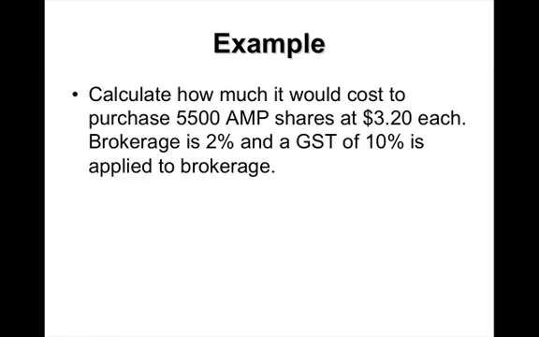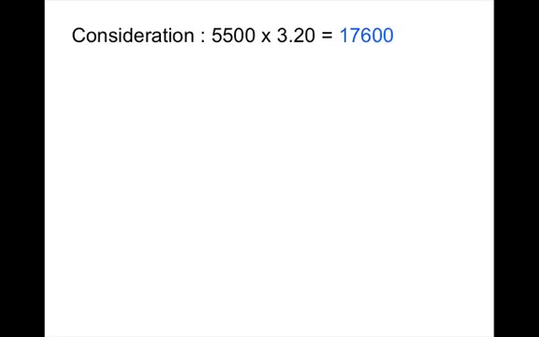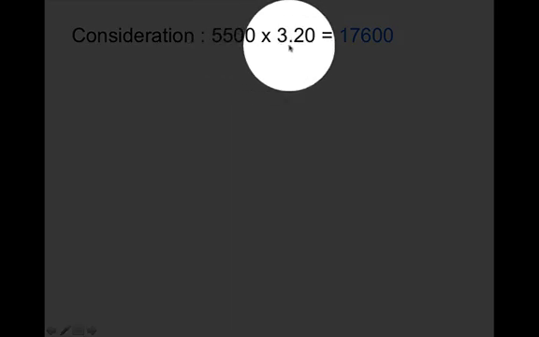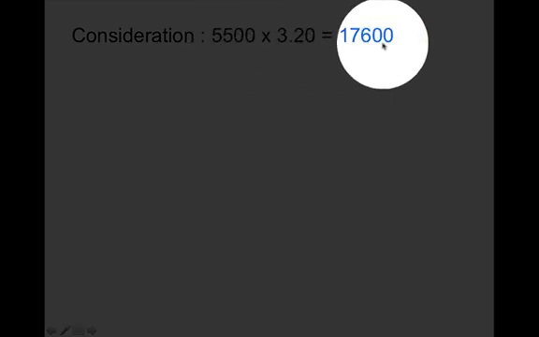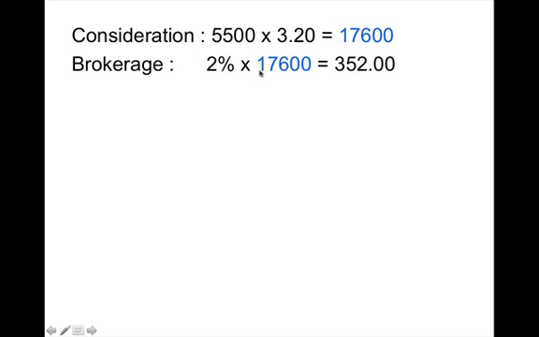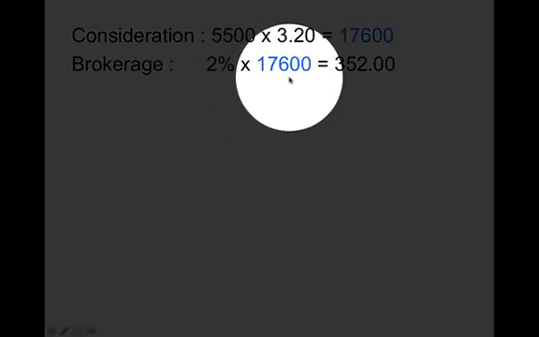Okay, calculate how much it will cost you to purchase 5,500 AMP shares at $3.20 each. Brokerage is 2%, and a GST of 10% is applied to brokerage. Your standard buying of shares question. Okay, so the first thing we do is consideration. I'd even write down the word consideration, or con, or C, so you know what it is. There's 5,500 shares at $3.20 each, which gives you $17,600. That is your consideration.